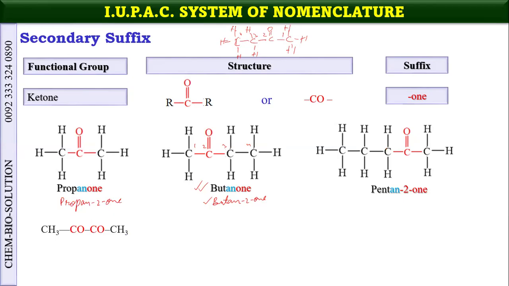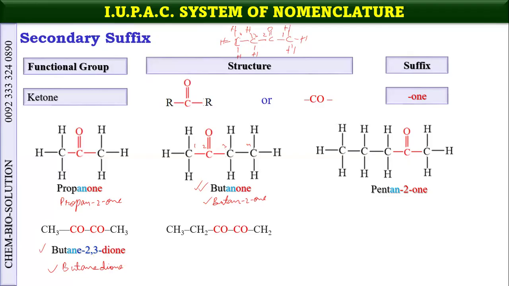And if there are two double bonds, then it is better to use butane-2,3-dione. But even if it is named as butanedione, then it is also correct. Why? Because it is understood that in butanedione, if two ketone groups are there, then they cannot be at the terminal. They must be in between. So that's why there is no other possibility. So if you write butanedione, then it is also correct.